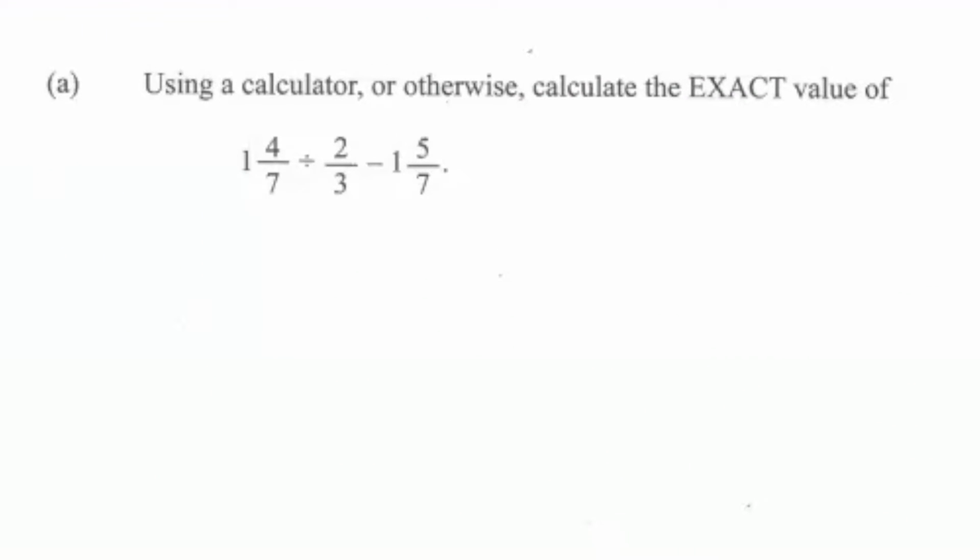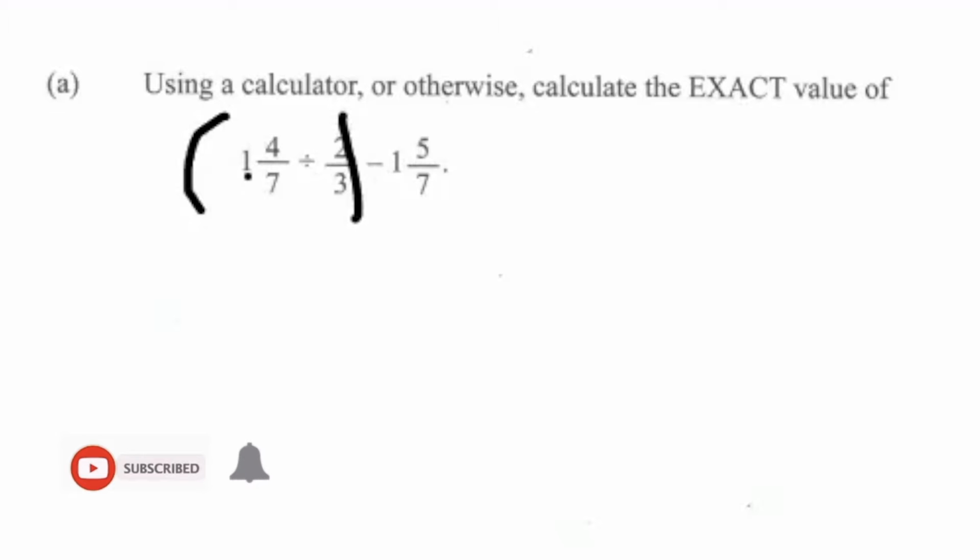Here is the first question, part A. Using a calculator or otherwise, calculate the exact value of 1 and 4 over 7 divided by 2 over 3 minus 1 and 5 over 7. The first thing is that I will look at the first two, which is 1 and 4 over 7 divided by 2 over 3. Now I'm going to change the 1 and 4 over 7 to an improper fraction.